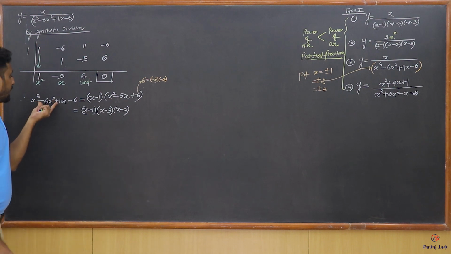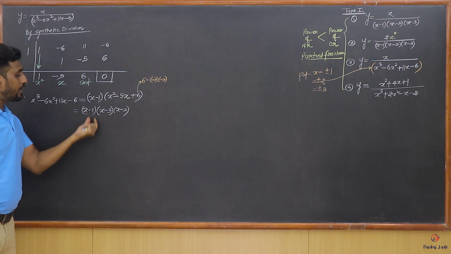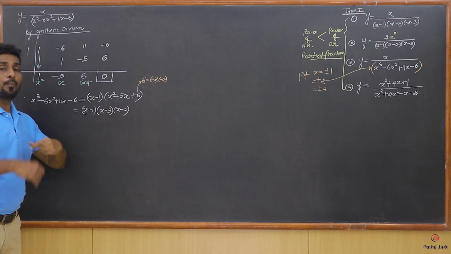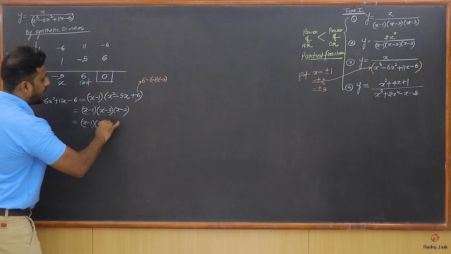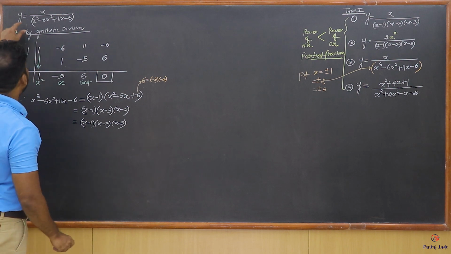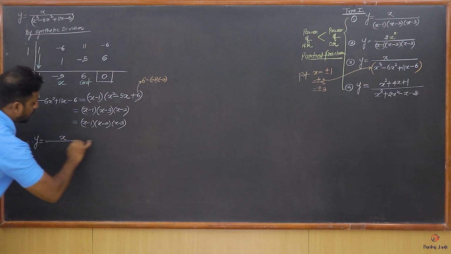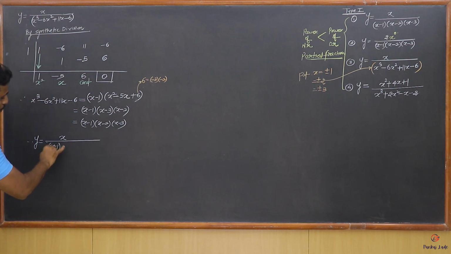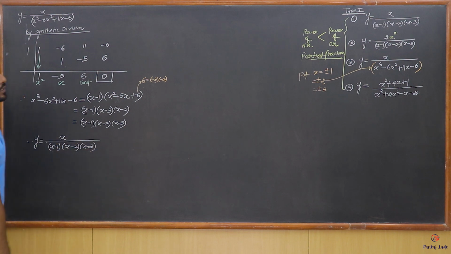So the expression that I had, x cube minus 6x square plus 11x minus 6, is now equal to what? It is equal to x minus 1 into x minus 3 into x minus 2. The better way to write this is x minus 1 into x minus 2 into x minus 3. So students, now this y becomes equal to what? It becomes equal to x upon x minus 1, x minus 2 and x minus 3.